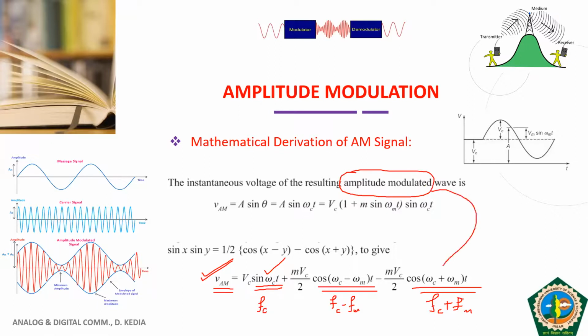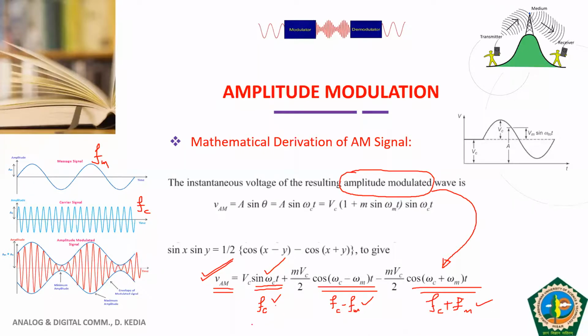after modulation, we have got three frequencies. One is FC, another is FC minus FM, and another is FC plus FM. So due to modulation, three frequencies have been obtained. And what was the frequency of the message signal? Message signal frequency was FM. Carrier signal frequency was FC. And because of modulation, we have got three frequencies: FC, FC minus FM, FC plus FM. So this is the change that modulation has brought.